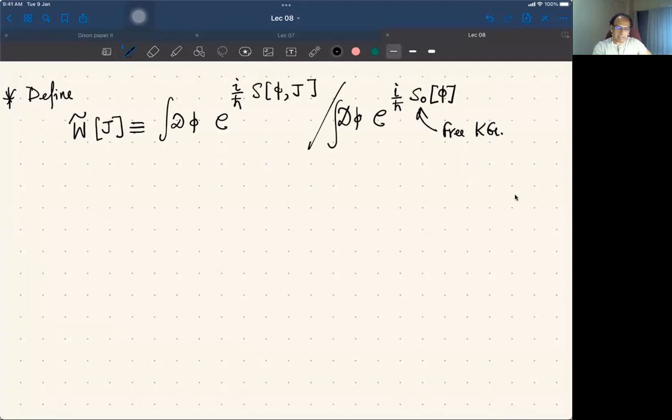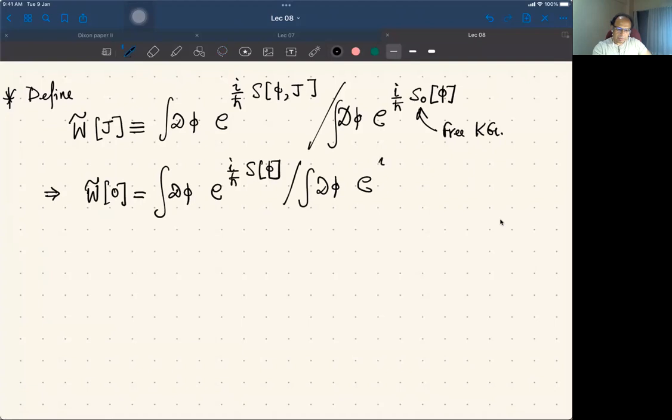So this implies that W tilde of 0 is given by integral d phi e to the power i by h bar S[phi] divided by integral d phi e to the power i by h bar S0[phi].